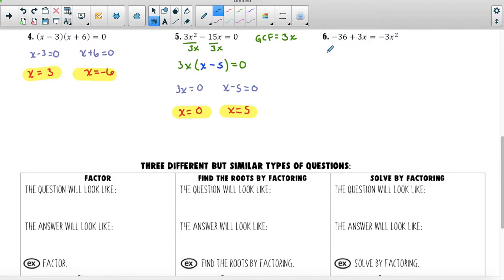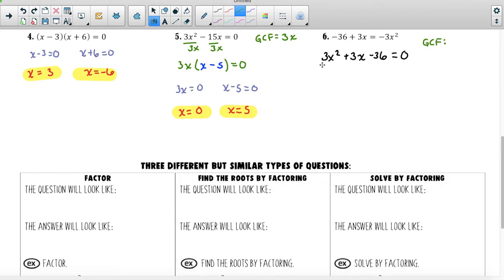I'm going to make sure I put it into the correct order. I need a positive 3x squared because we moved it to the left. Then I need my b value, which is bx, which is a positive 3x. Then I need my c, my constant, which is a negative 36. Now this is equal to 0 because we moved the negative 3x squared to the other side, and we just rearranged it so it is in the correct order. Now that it's equal to 0, let's look for our GCF, because we're factoring.